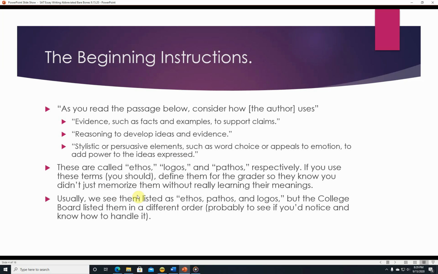So normally we'll see them listed in this order: ethos, pathos, and logos, but the College Board listed them in a different order, probably to see if you would notice and know how to handle it. If somebody says, oh, logos is reasoning, but if they said, well, sorry, ethos, pathos, logos, oh, pathos must mean reasoning, no, it doesn't. So they could catch somebody in that little trap there.